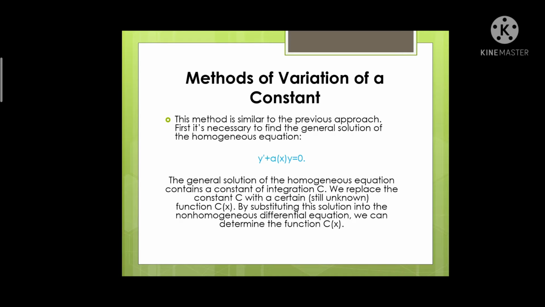Method of variation of a constant. This method is similar to the previous approach. First, it's necessary to find the general solution of the homogeneous equation y prime plus a of x y equals 0. The general solution of the homogeneous equation contains a constant of integration c. We replace the constant c with a certain function c of x. By substituting this solution into the non-homogeneous differential equation, we can determine the function c of x.